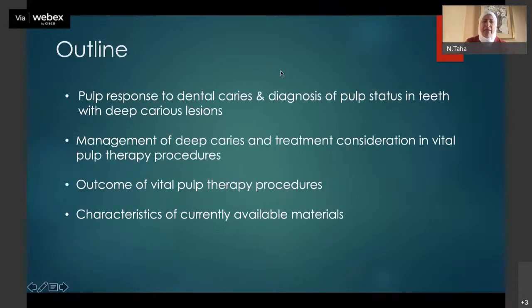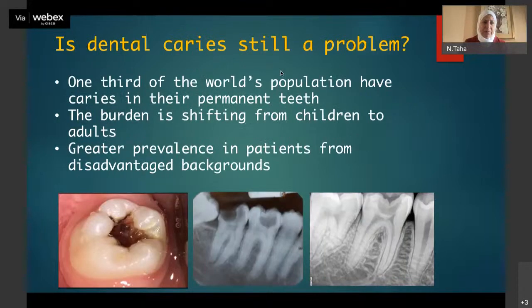The outline of the presentation will cover dental caries and diagnosis of the pulp status under deep carious lesions. Then we will look at the management of deep caries and treatment considerations in vital pulp therapy. After that, we will have a look at the outcome of vital pulp therapy procedures and characteristics of currently available materials used in vital pulp therapy procedures.